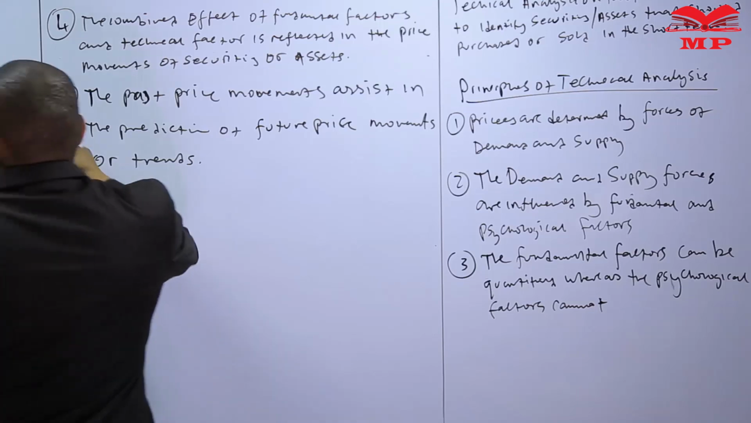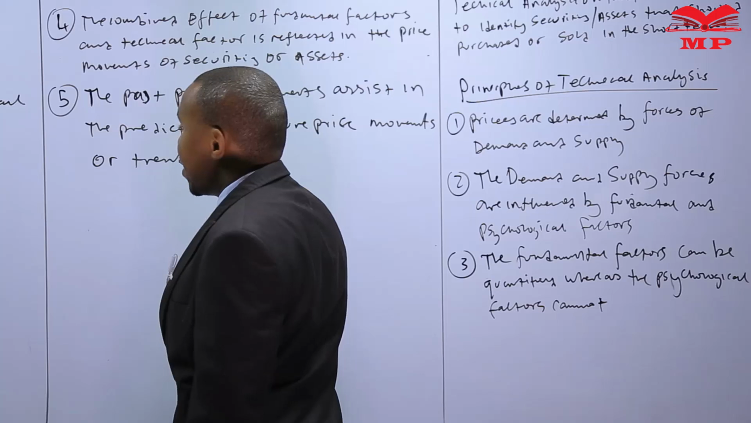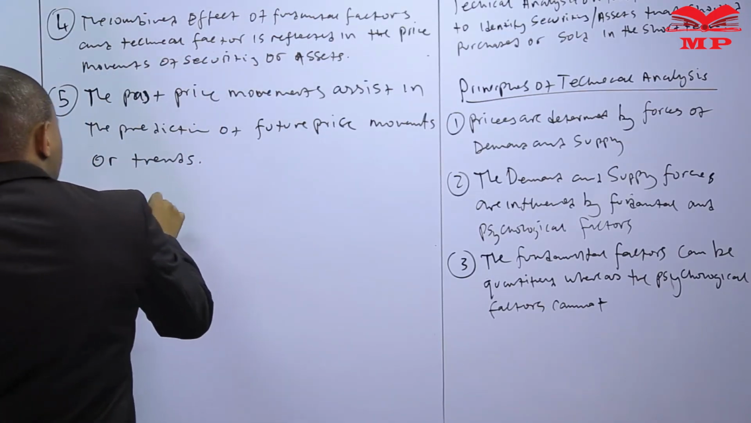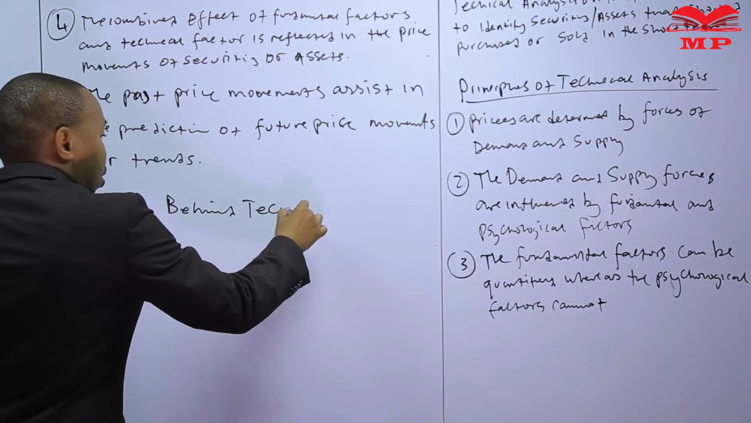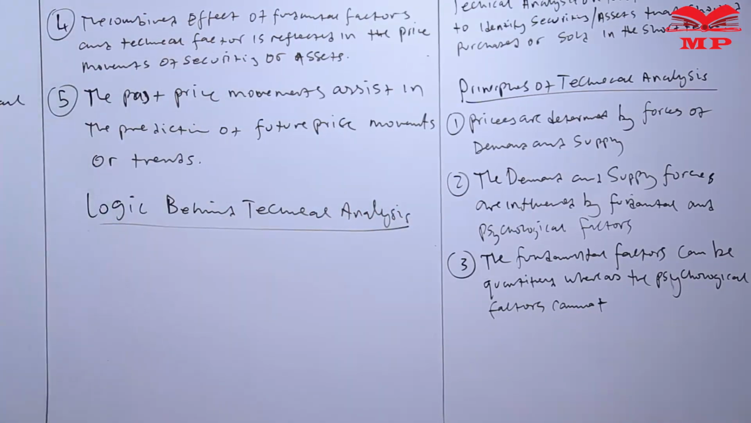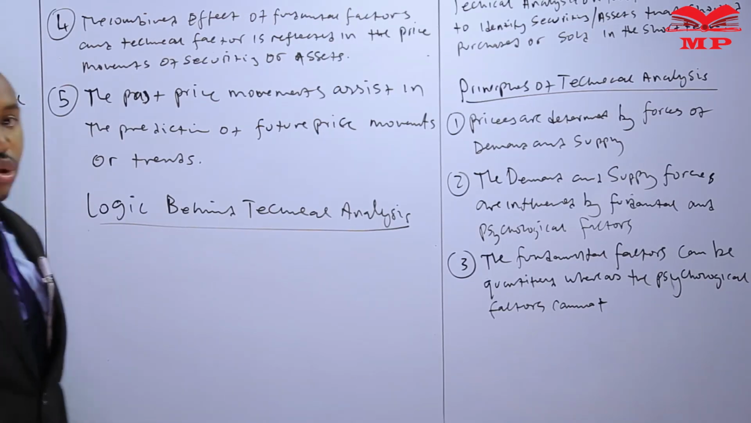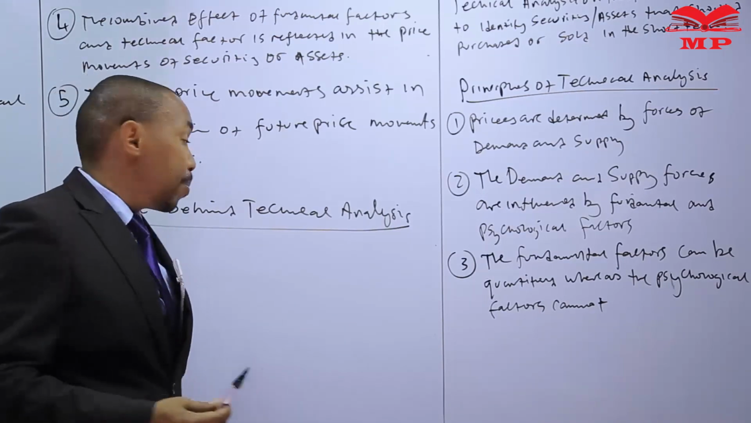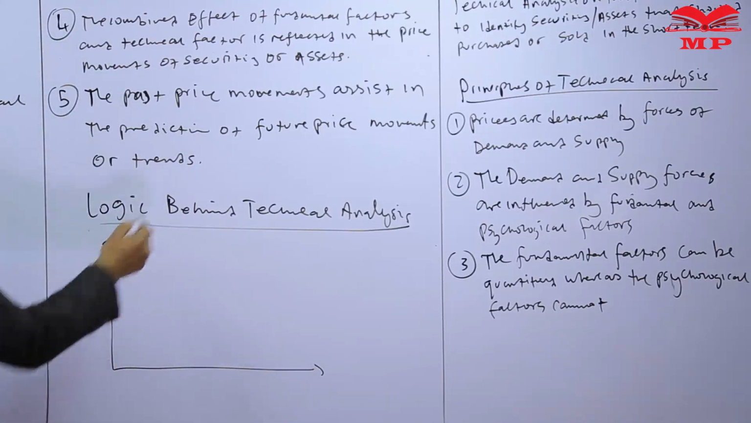Now, having looked at the technical analysis principles, let's look at the logic behind technical analysis there. Now, the best way to describe the logic behind technical analysis is to use a graph. A graph of price against time is the best example that we can use to try and understand that concept of technical analysis.